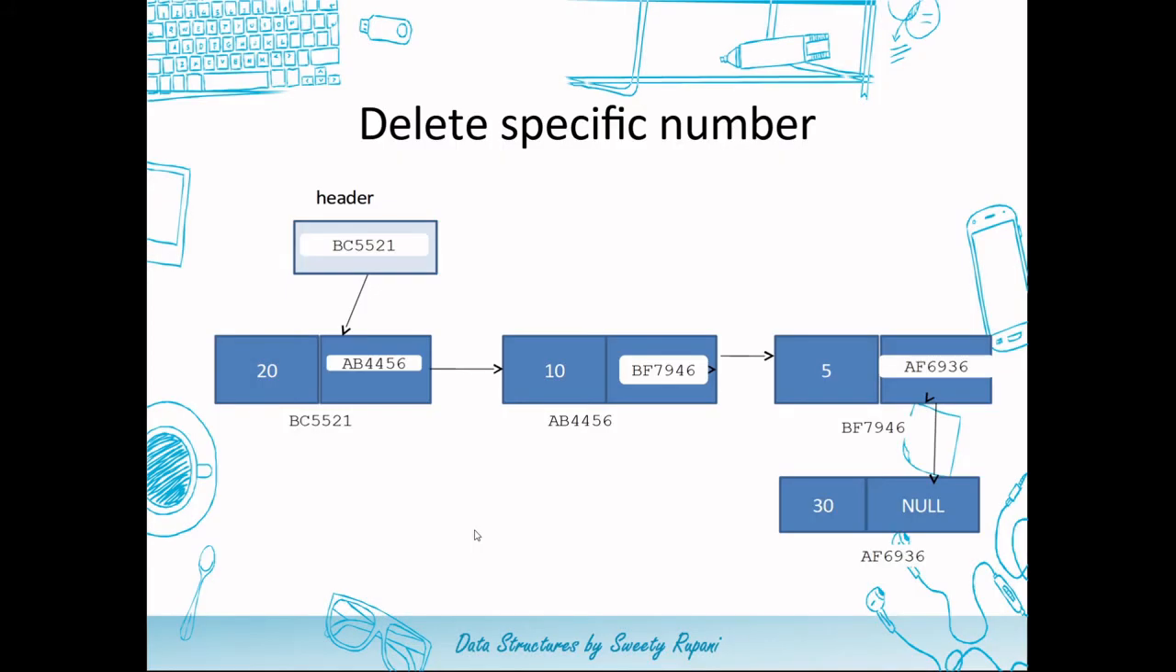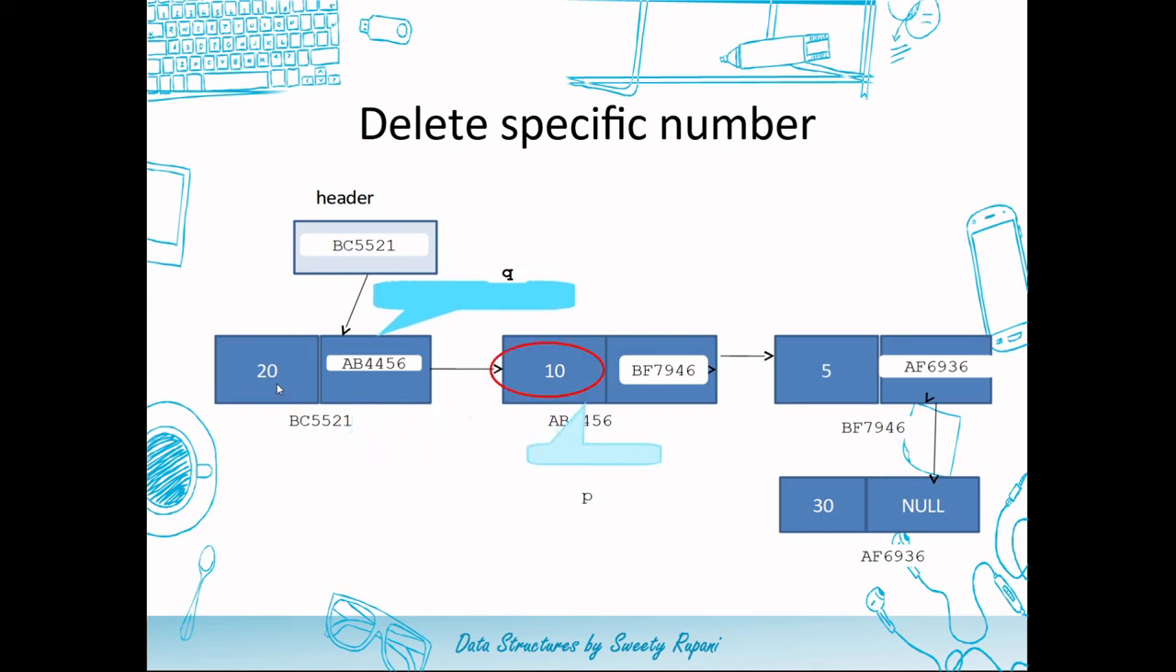Let us have a look at delete specific. When I make a call to the delete specific function, I will come with a value to be deleted. So for this example, I am taking the value 5 to be deleted. Again, we will take two pointers P and Q initialized with header. When P and Q are pointing to the first node, it will check the data value. If it matches the desired data value to be deleted, it will delete. Otherwise, it will continue as in the previous case.